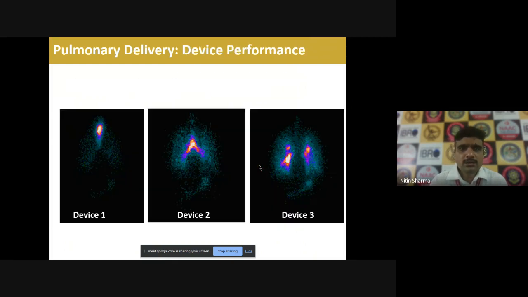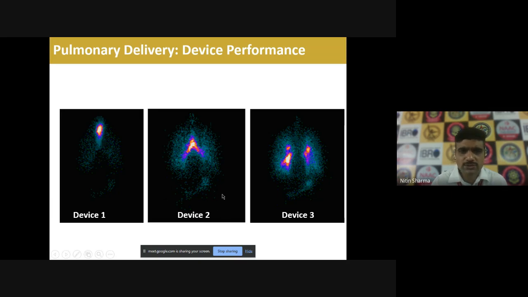Similarly, this is the pulmonary delivery or device performance. The same product was used, but delivery was done with three different devices. In this case, this was device one, and all these three images clearly indicate that the product deposition patterns are entirely different. In case of device one, it is only delivering at the esophagus region.